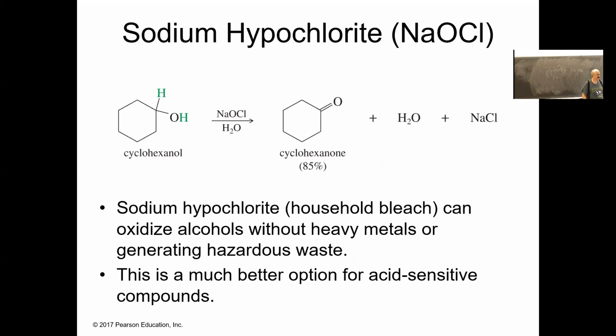Okay, this is a reaction that we've done in the lab, and in the organic chemistry lab, we've used this to replace dichromate. This is the use of sodium hypochlorite. Sodium hypochlorite is just household bleach. It's about a 5 or 6% solution, and we can oxidize alcohols without heavy metals or generating hazardous waste.